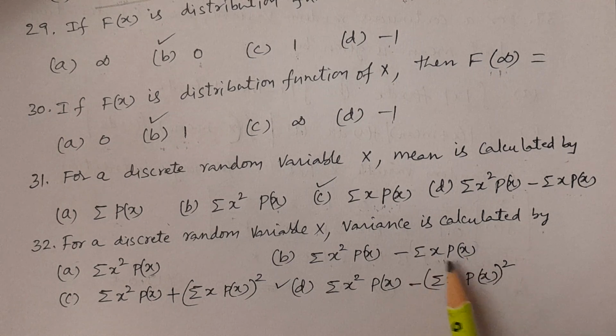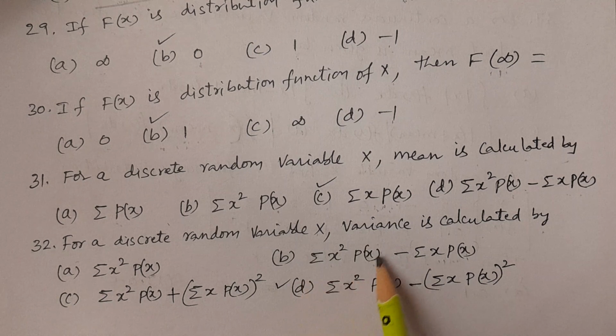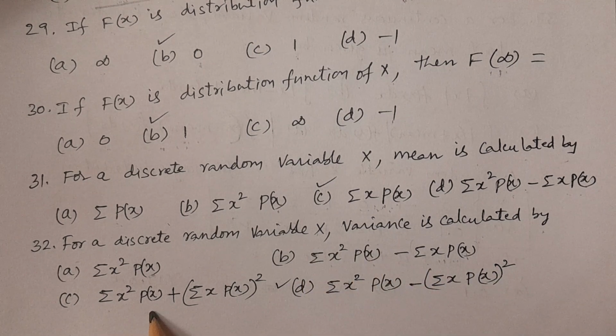It needs the whole square: summation X square P of X minus mean whole square, therefore it is wrong. Next, summation X square P of X plus summation X P of X whole square. The formula is wrong because here it is plus, but it should be minus. And the last option, option D, summation X square P of X minus summation X P of X whole square. That is summation X square P of X minus mean whole square, and mean is summation X P of X, therefore the whole square. This is the correct answer for variance. So the answer is option D.